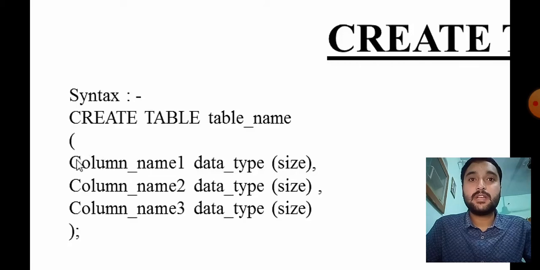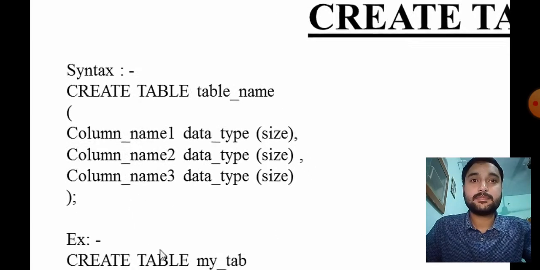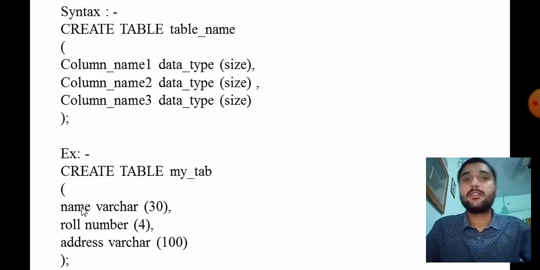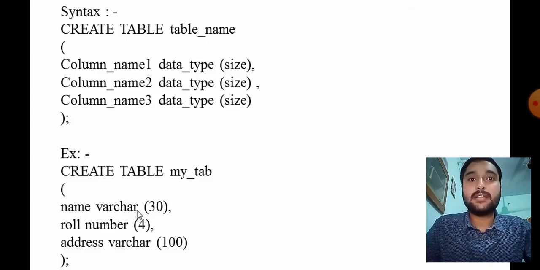So as you have seen the syntax, now we will discuss an example. As the example is given: create table my tab, like my table, it is the name of the table. After that, open braces, name, varchar. So the first column is name, the data type is varchar and the size is 30, meaning the name can be 30 characters long.